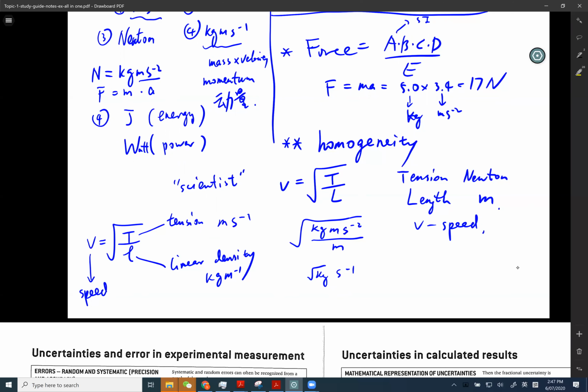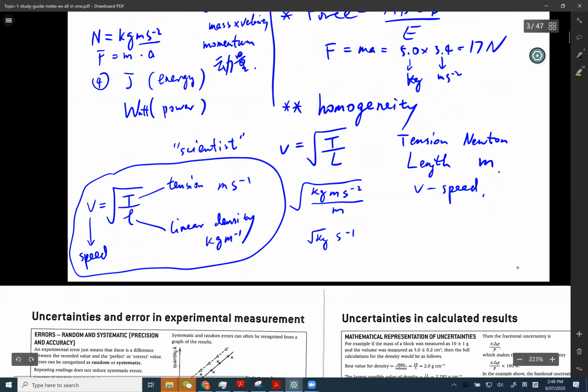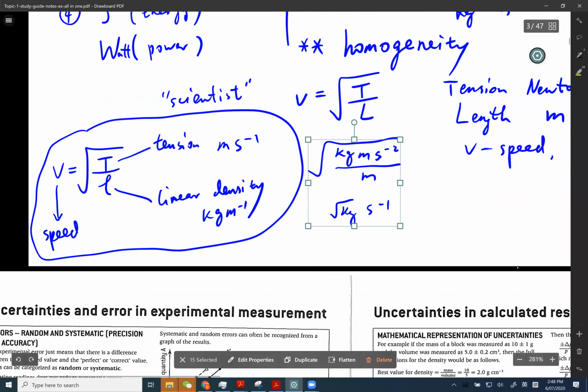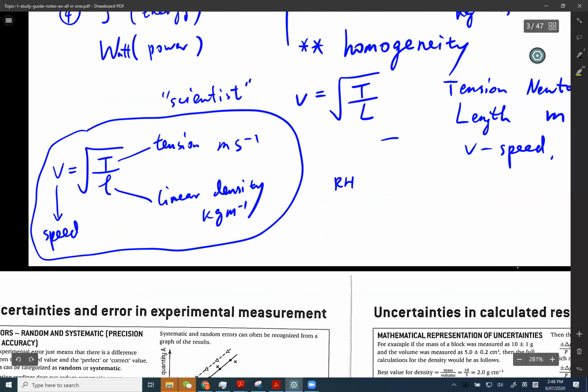Now check if this formula is correct. Now we try to fix it on the right hand side. Kg meter s^-2, over your kg per meter.